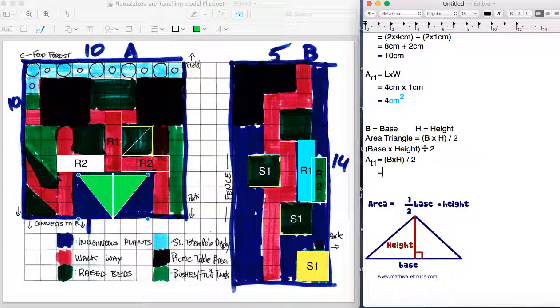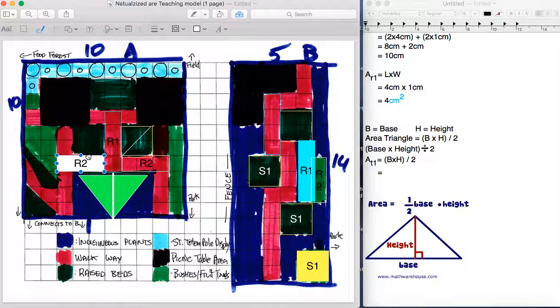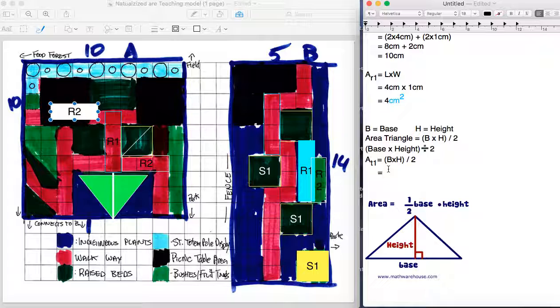Okay, so let's calculate it. What is my base? Well, if you can see here, I have 1, 2, 3, 4, 5 rectangles underneath here. So from this corner to this corner, I have 1, 2, 3, 4, 5. My base is going to be 5 centimeters times the height. Now, the nice thing about this paper is you can just add up the squares. So from the bottom to the top, I get 1, 2, 3, which is 3 centimeters. Now I divide that by 2.